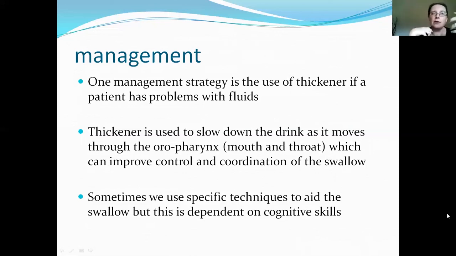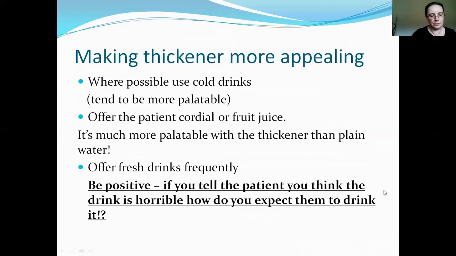Sometimes we also use specific techniques to aid the swallow, but again, that'll depend on the cognitive skills, whether they can take those on board and remember what it is they need to do with the swallow, especially each time. Swallowing is an automatic thing. We do it without thinking. We don't have to sit and think, right, I'm going to do this now. So remembering different strategies when you've done it the same all your life is quite tricky for people.